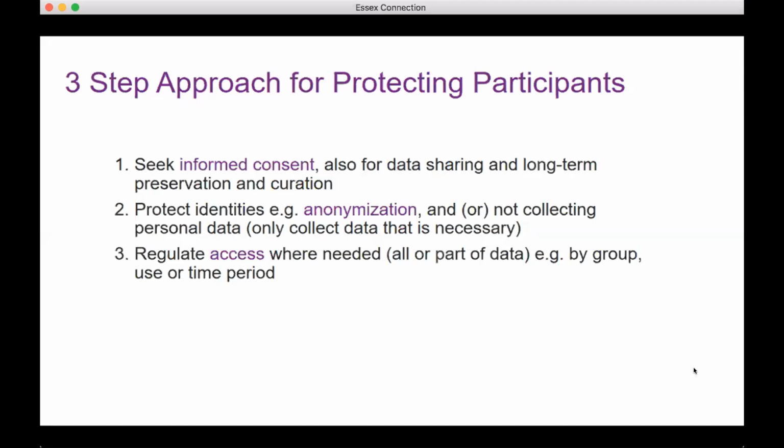The third aspect to consider is access regulation, which is normally needed for the data that even after anonymization or pseudonymization still contains a residual disclosure risk, or data that cannot be anonymized sufficiently without reducing reuse potential.